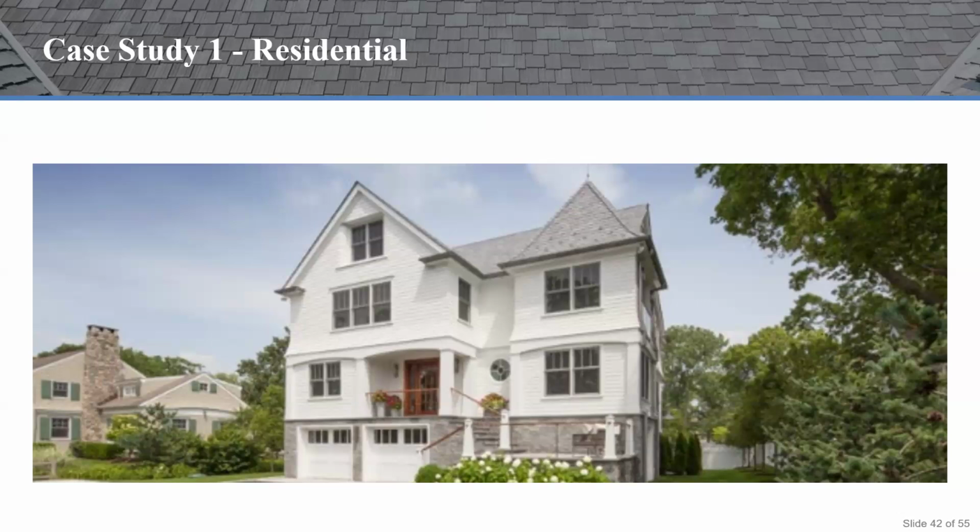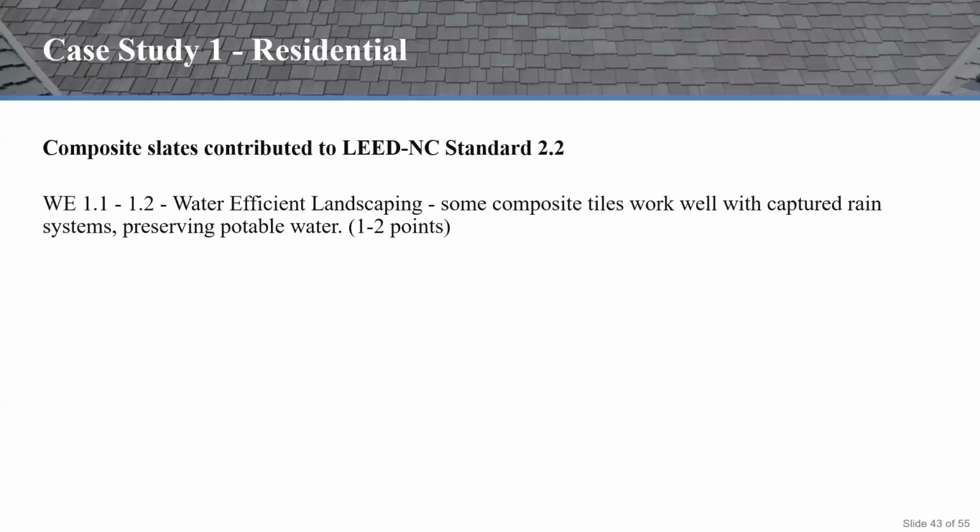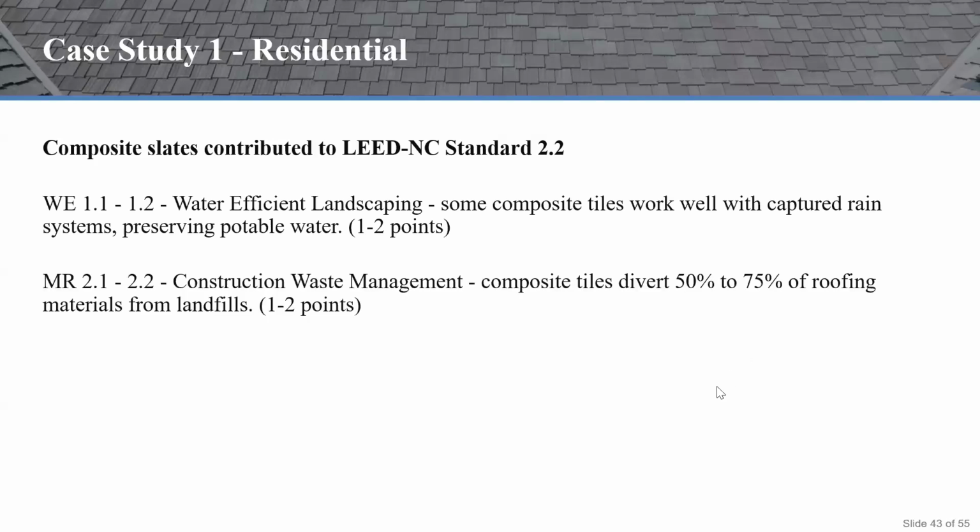And this project was able to gain LEED points from a variety of different aspects. The first one was water efficient landscaping, because composite tiles work well with captured rain. They don't leach with captured rain systems, which preserves potable water. That's a big one. Construction waste management: composite tiles are going to divert 50 to 75% of roofing materials from landfills based on the life cycles of those materials.